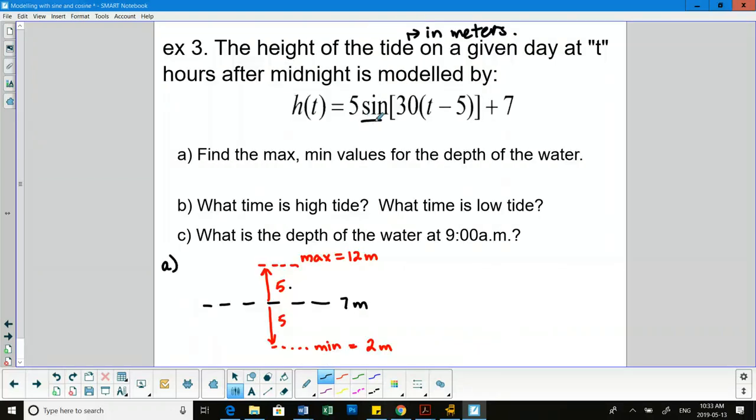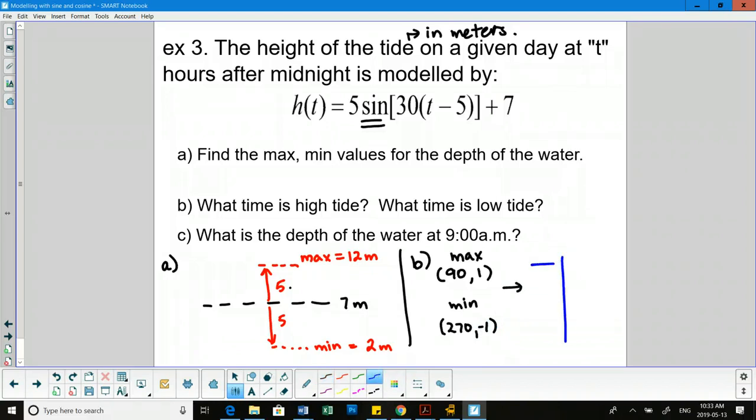Our parent function here is the sine function. So for part B, I'm going to take the max of sine, which is (90, 1), and the min of sine, which is (270, -1). And then we're going to perform the transformations on these two points. You could do them all if you wanted to, but I think we only really need to see where those maxes and mins get transformed. So I'm going to do x/30 + 5 and 5y + 7.